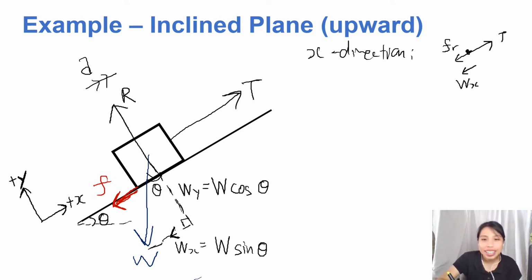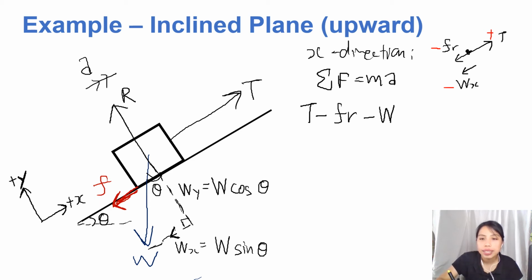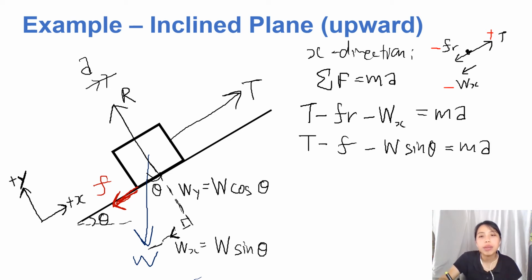Okay? So if you want to find the acceleration, just add up all the forces together. F equals ma. Which one is positive again? Everything going up the slope is positive, so friction is negative, weight is negative. So you have T minus friction minus Wx equals ma. If you want to sub in the values, you can just put T minus friction minus W sine theta equals ma. If they want you to find the acceleration, this is an example of how you can think about all the forces and the acceleration of the block.